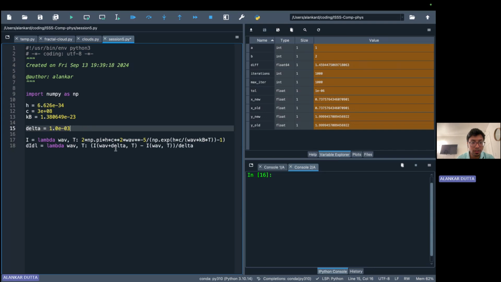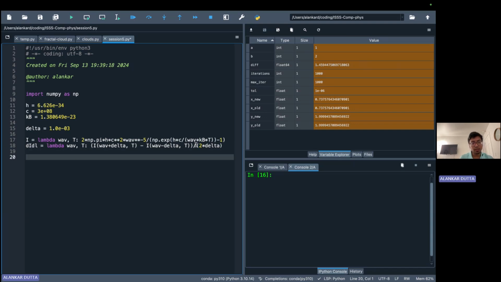You can also do something like wave minus delta. This is a bit better in terms of the estimate. This is called central difference, which is a better estimation of the derivative. So you can also do this, and this gives you the derivative dI/dλ, or dI/d wavelength.